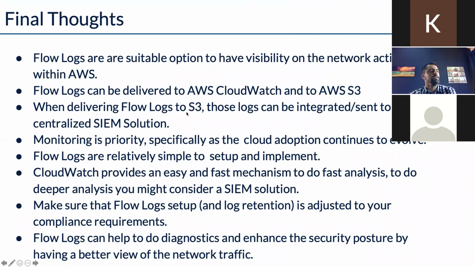When delivering those to S3, those logs can be integrated or sent to a centralized SIEM solution if you have that in place. Monitoring is a priority, specifically as cloud adoption continues to evolve. Flow logs are relatively simple to set up and implement. CloudWatch provides an easy and fast mechanism for quick analysis. To do deeper analysis, you might consider moving that to a SIEM solution. From my point of view, that's not necessarily the case. But if you really want to integrate that or have more context, like correlating data, probably you want to send this data to a different place.